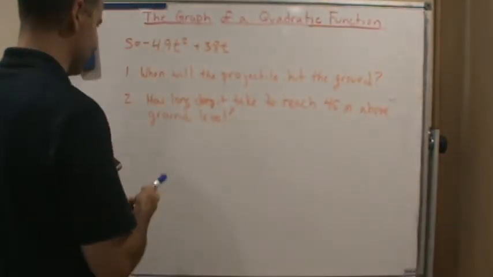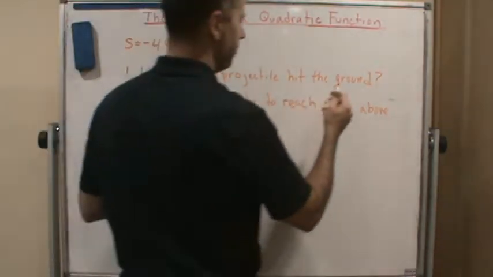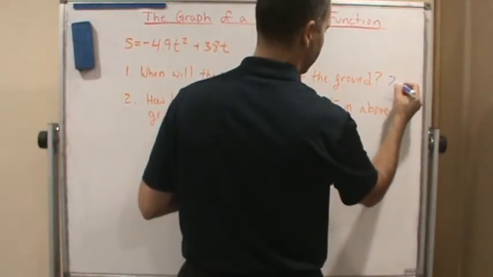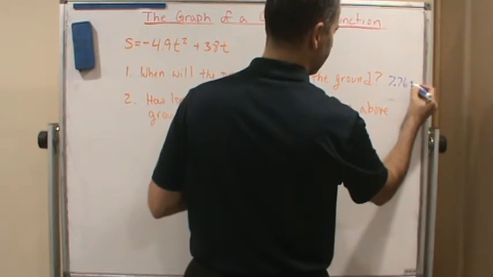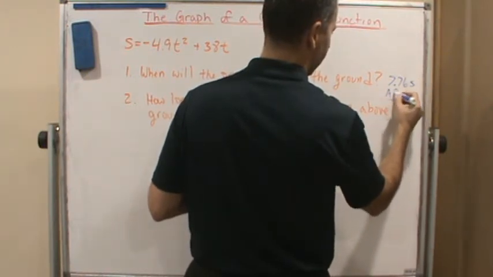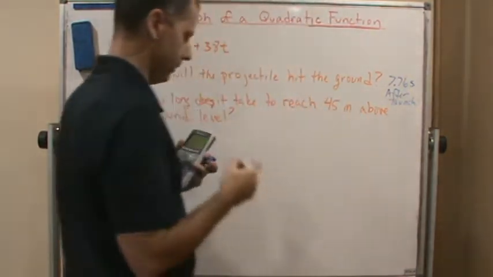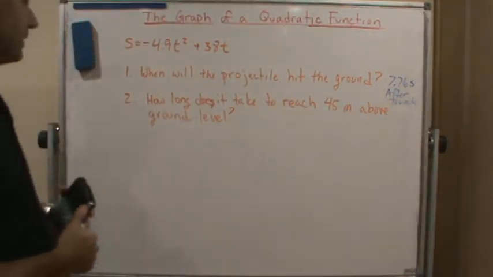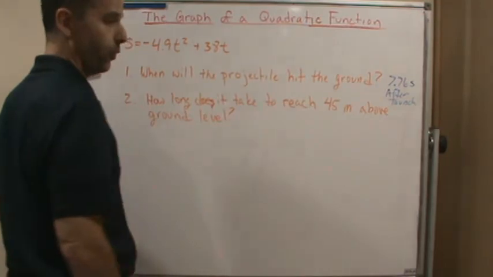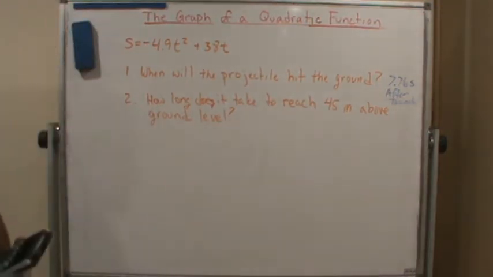And look at that. It gives me an x value of 7.76. So approximately 7.76 seconds after launch. Okay? So now, what about the second one? How long does it take to reach 45 meters above the ground?